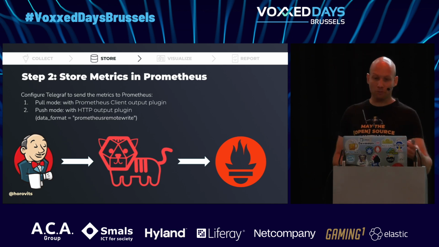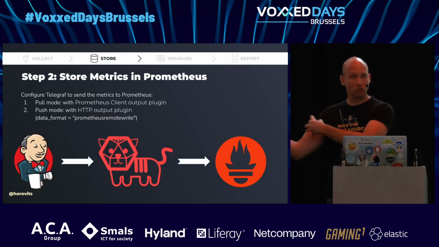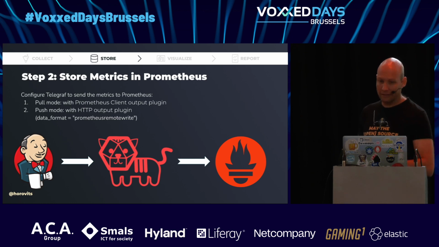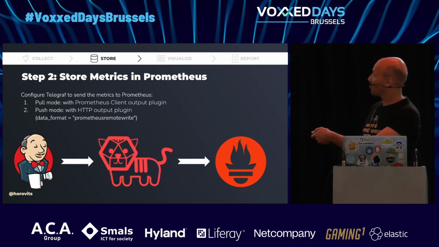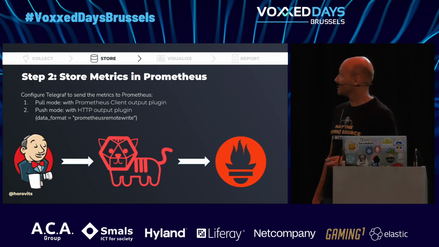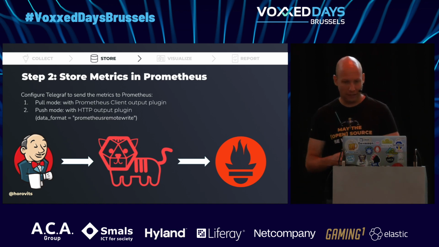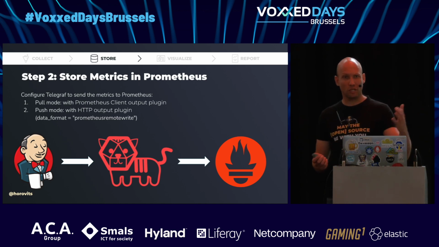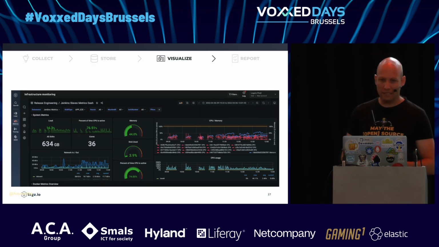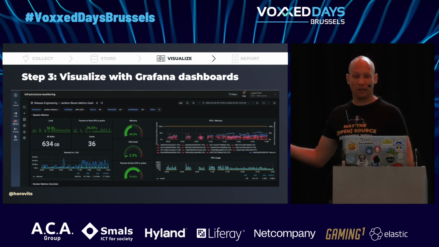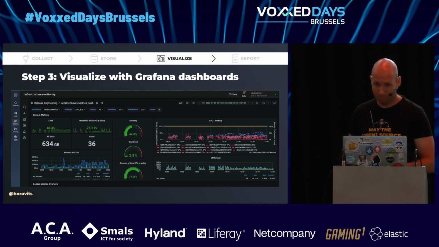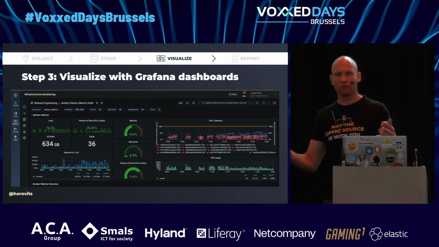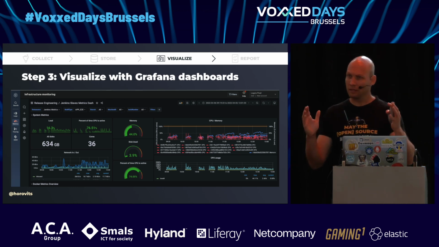If you want it in a push mode, so that Telegraf pushes to your backend of choice, then use the HTTP output plugin, and remember to set the data format to Prometheus remote write. So that's the store phase, and after store, once we have everything in Prometheus, it's obviously very easy to build Grafana dashboards on top of it. And here, you'll build your own visualizations, just like we did with Kibana, based on what you want to do.